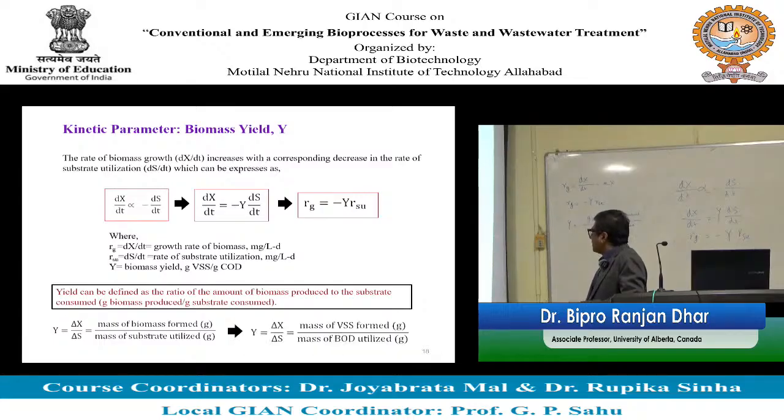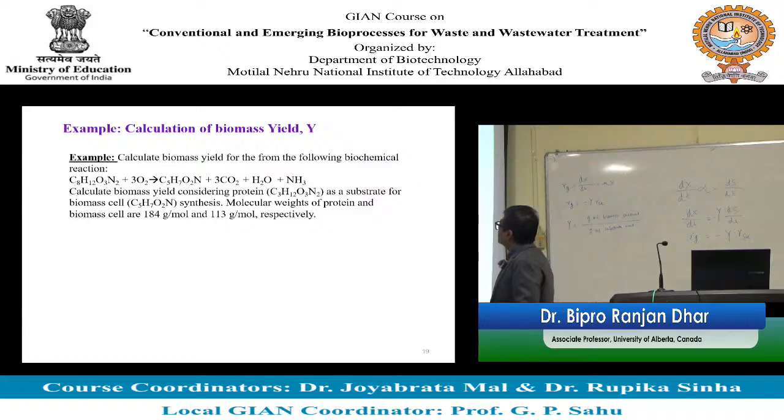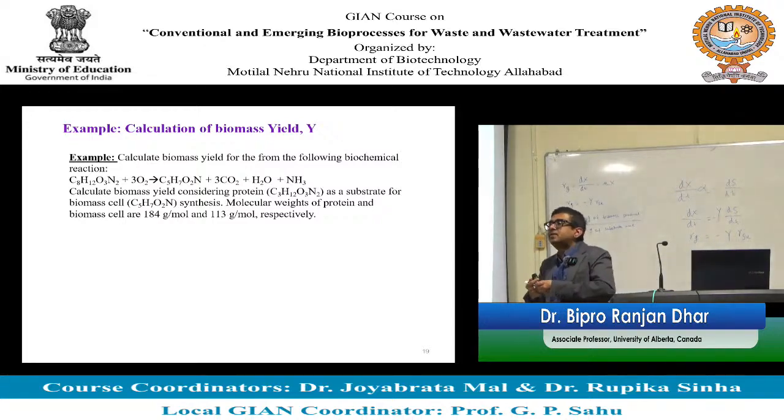If I write it for a biological treatment process, I can say mass of VSS formed divided by mass of BOD utilized in the process. So for another example, calculate the biomass yield. Biomass, you are directly correlating with the VSS, so it's kind of volatile organics, right? We consider biomass as volatile, but again, that VSS may have two portions, biodegradable and non-biodegradable, as we learned yesterday.